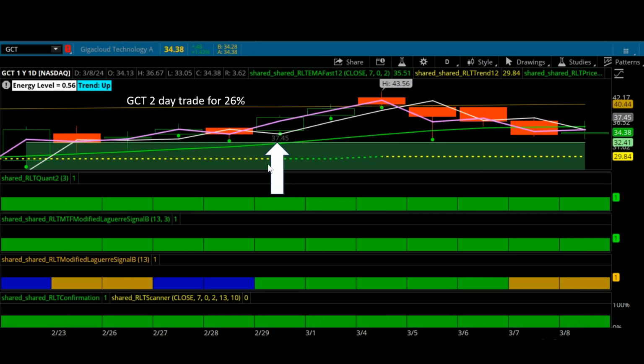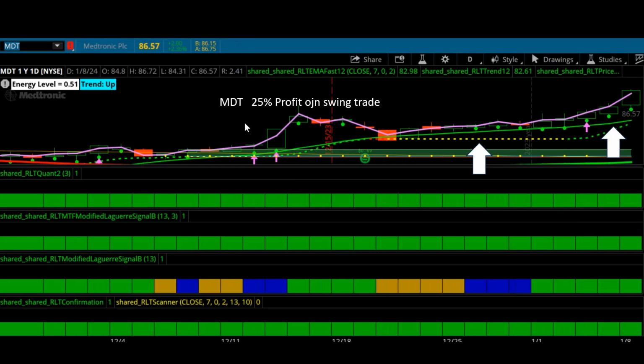GCT, this was a nice 2-day trade for 26% gain. Everything's green. Institutions are buying. It pops up here. We take it right here off of this compression break, and we ride it up for a 2-day trade and make 26% on it. Options are nice for leverage. That's why you can do so well in options.